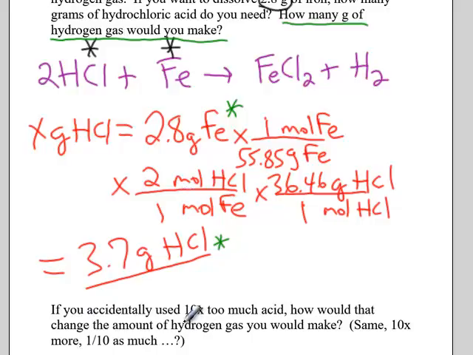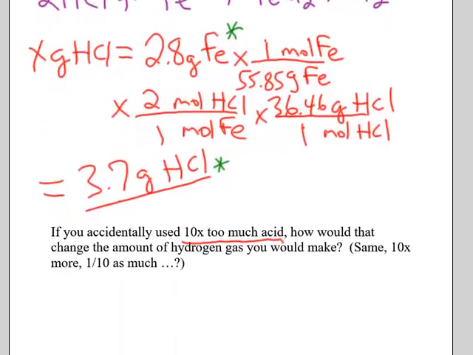This problem says we use 10 times too much, so 37 grams of hydrochloric acid. Only the first 3.7 grams will react because we only have that much iron to react with it. Once we use up the first 3.7 grams of hydrochloric acid, the reaction is stopped. There's no more iron, which would be our limiting reactant, so we would make exactly the same amount because we've used up the limiting reactant, and that stops the chemical reaction.